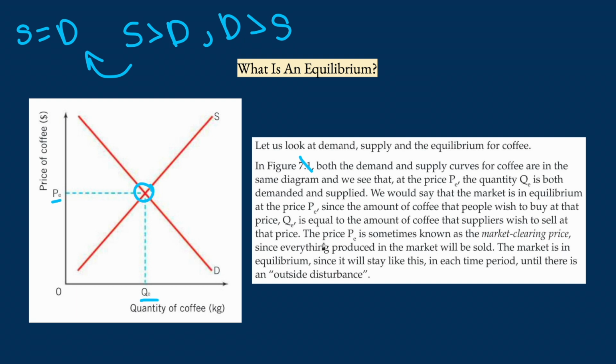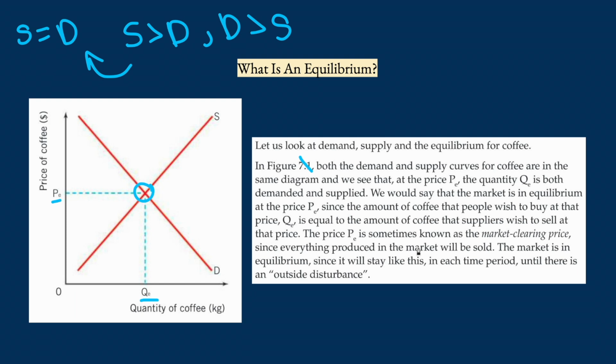The market is in equilibrium, since it will stay like this in each time period until there is an outside disturbance. So continuing what I said before, this is a market equilibrium without an outside disturbance, okay? And if there was an outside disturbance, you would get a situation like this or this. But as of now, it's completely equal. Supply is equal to demand, okay? Which is perfect, and that's where we want it to be.